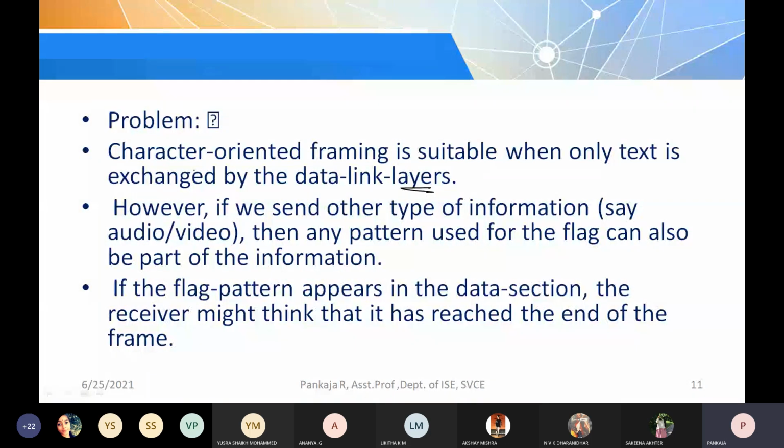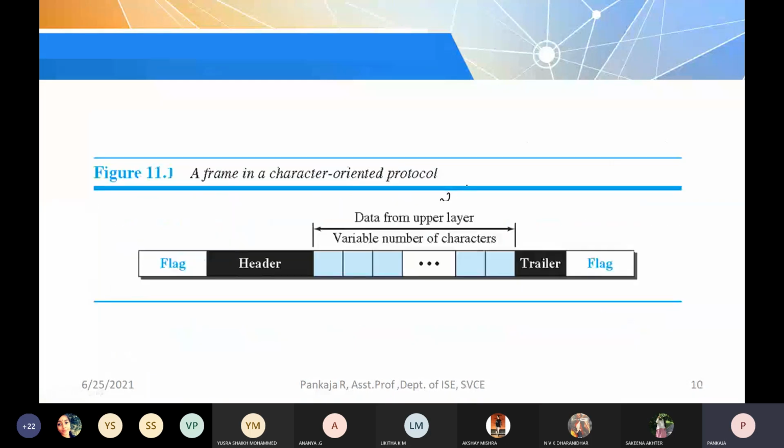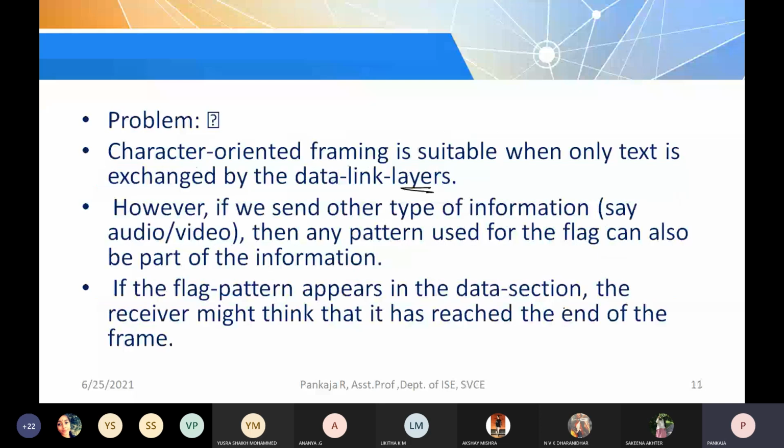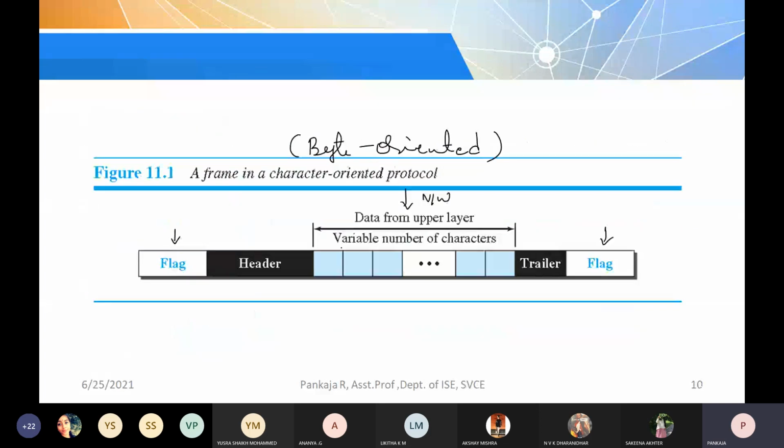Sometimes the information is of another type, like audio, video, graphs. In such cases, just think, what happens? The pattern you used for the flag may be part of the data. Whenever the receiver starts reading the frame, consider that the flag pattern arrives here as part of the data.